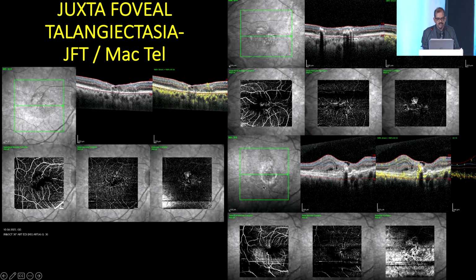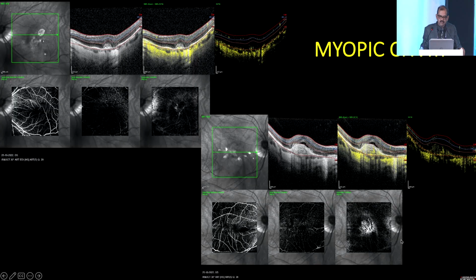Juxtafoveal telangiectasia, or MACTEL, is a condition where OCT angiography is a very useful tool. You can see these telangiectatic vessels beautifully here. These are areas of non-perfusion, and this patient is developing neovascularization within the retinal layers, and now you can see the exudation has developed. So it gives very beautiful pictures of macular anatomy and what is happening in pathological conditions.